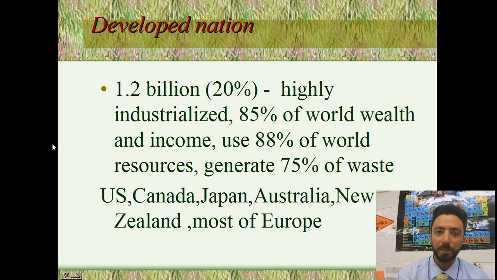We've got two different types of countries in the world. The first one we're going to talk about is the developed nations. The developed nations are a small percentage of the world's population. So roughly 1.2 billion people live in developed countries. That's about 20% of Earth's population. These countries are highly industrialized. They've got the majority of the wealth and the income. We use up most of the resources, and we generate most of the waste.